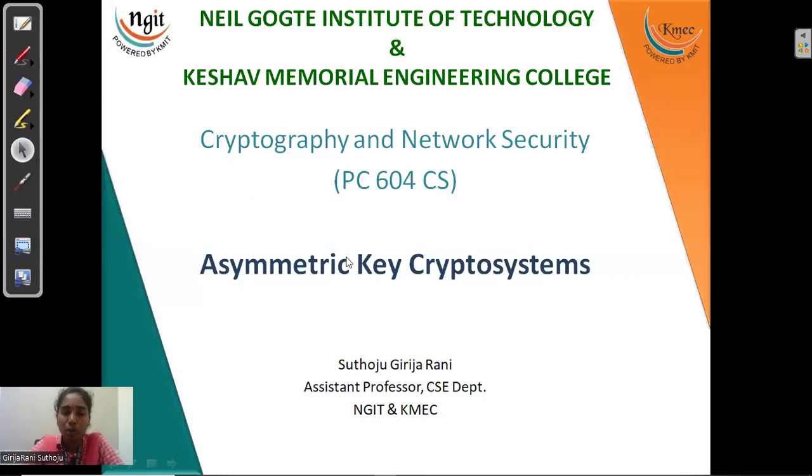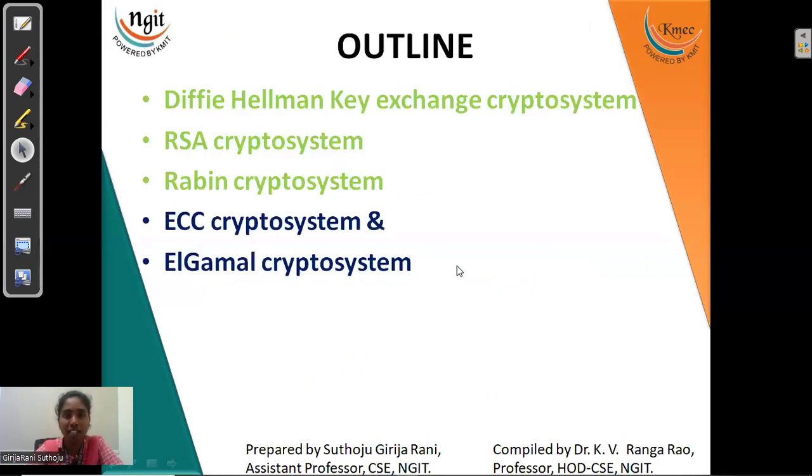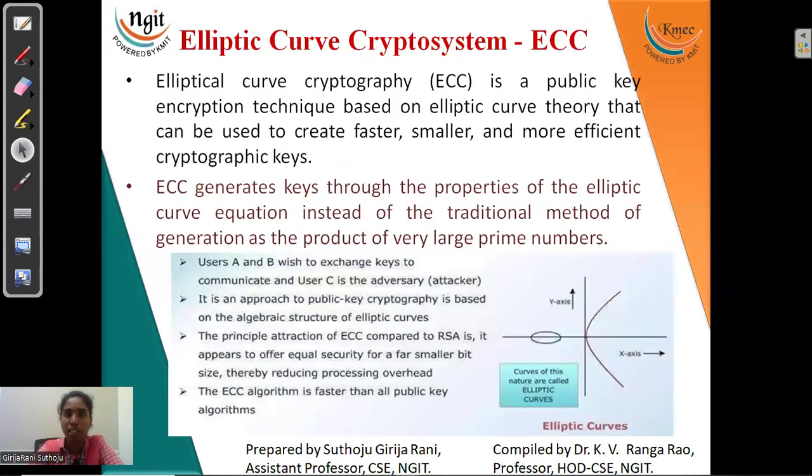This session is about the algorithms, which we are in the initial stage of. We have discussed a few algorithms: Diffie-Hellman, RSA, and Rabin. So we are about to discuss the remaining two algorithms in this session, that is ECC and ElGamal. ECC is nothing but elliptic curve cryptography.